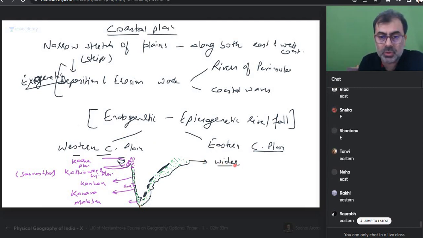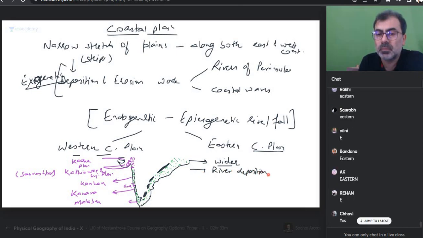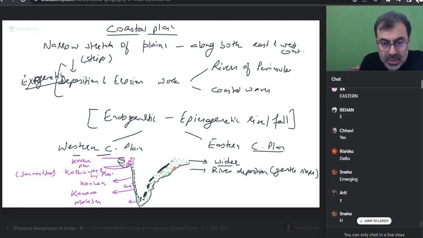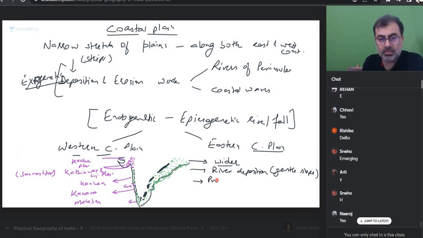Very clearly, eastern seems to be wider. Can I say river deposits? Why? Because gentle slope. Gentle slope. True or not? And in fact, these sediments and deltas have caused this coast to extend seaward. This coast is extending seaward progressively. So this is called a prograding coast. This is called a prograding coast. Is everyone okay with this?